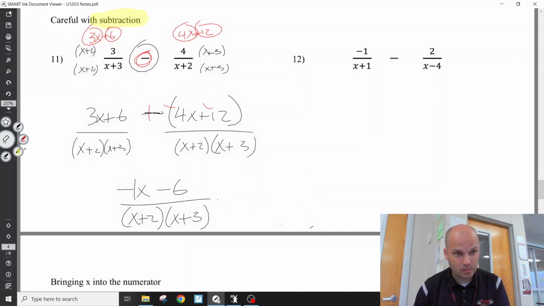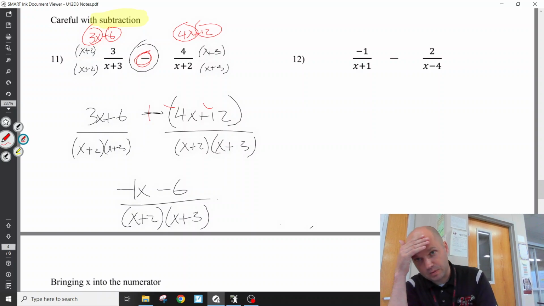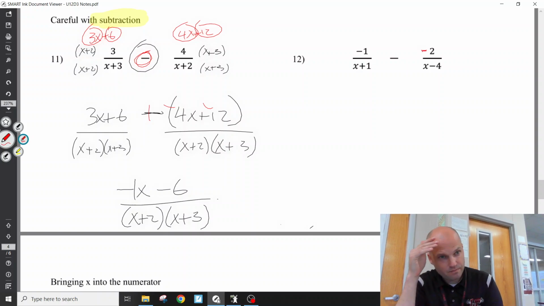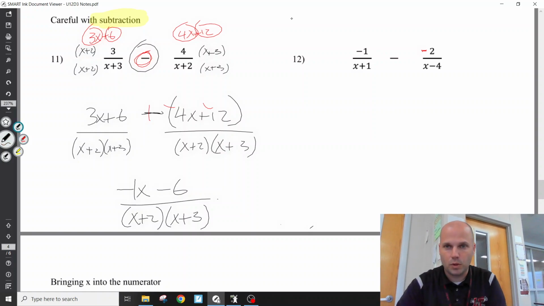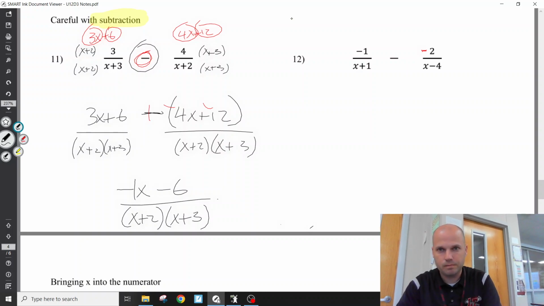I'm going to actually change up number 12. I'm sorry for doing this, but I want to put a negative here for a good reason. Okay? So I'm changing up number 12 just because I'm thinking about what's going to happen. I want to make sure you're ready for it.